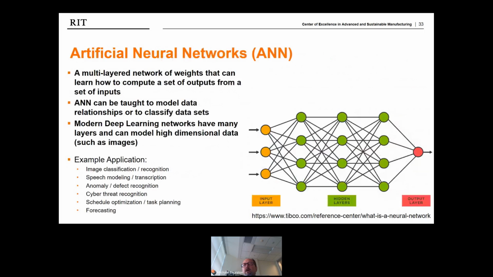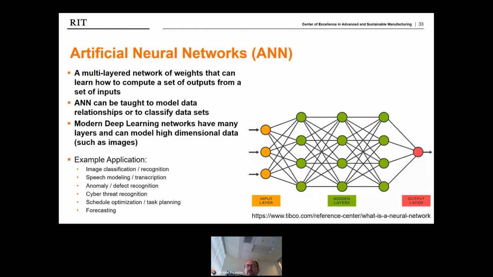So I mentioned neural networks earlier. Artificial neural networks, as shown in the figure there, represent a cascade of mathematical links that model the relationship between a set of input and output parameters. The individual link weights are learned through machine learning methods. Neural networks were one of the first model structures developed to try to reproduce human data processing and can be taught to model data relationships, as I mentioned, for forecasting purposes, for example, or for classification.